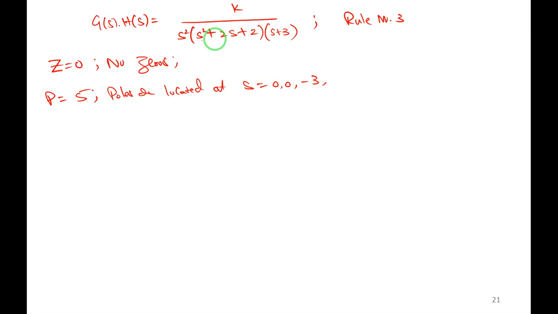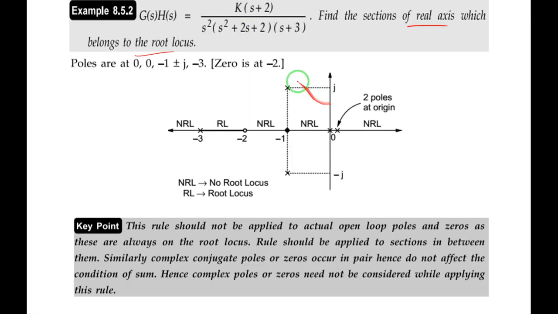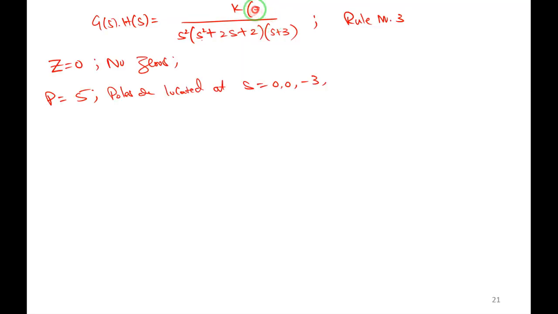Excuse me, sir. Yes, tell me. One of the terms is missing in the numerator, sir. Let me just check it. Yes, s plus 2 is there. Yes, I have missed it. Thank you very much. S plus 2. Yes, zeros are there. I have missed this numerator term s plus 2. Okay, fine. So this was wrong.